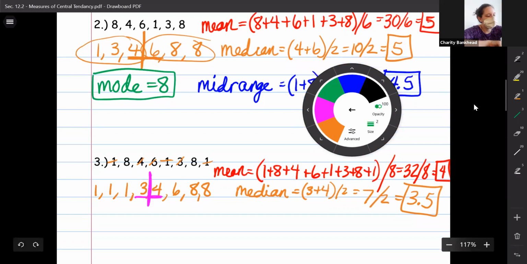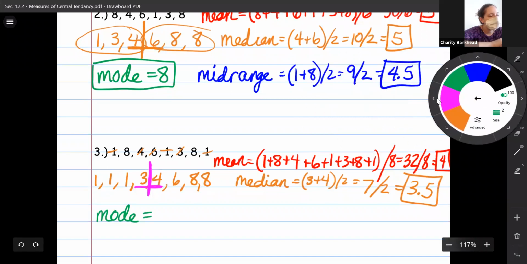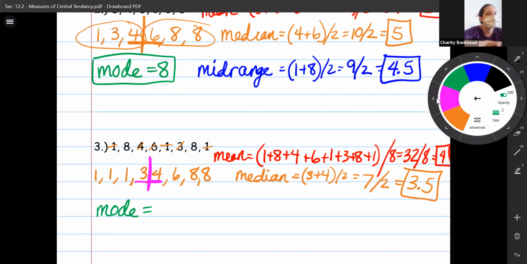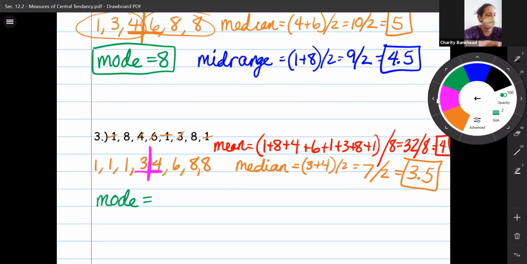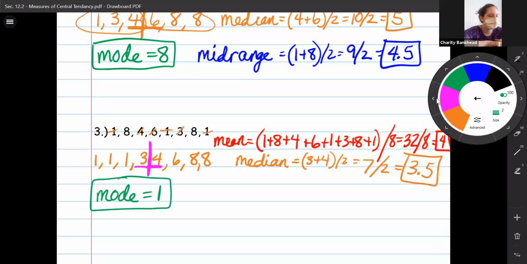All right, and the mode in this case would be what? So there are situations where you can have 2 modes, but this is not one of them because there's more ones than there are of 8s. So whichever one has the most, that's your mode. So in this case, 1 is the mode. That's right.